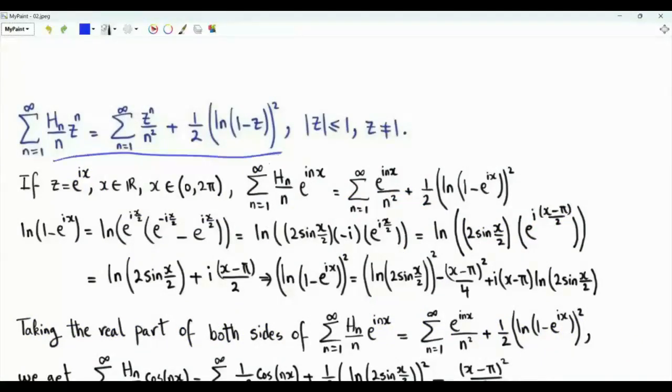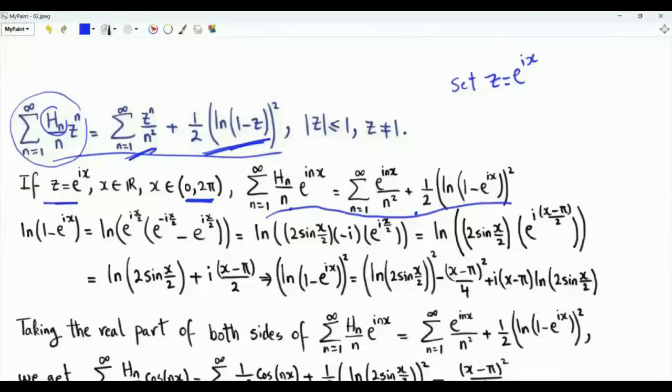Let's go back to our first derived result. The summation on the left-hand side with the nth harmonic number, and then the dilogarithm of z, and this 1/2 of log squared of 1 minus z. Set z equal to e to the i x, where x is in the open interval from 0 to 2 pi. So z is not equal to 1. If we do this substitution on the left and right-hand sides, we get this expression here.